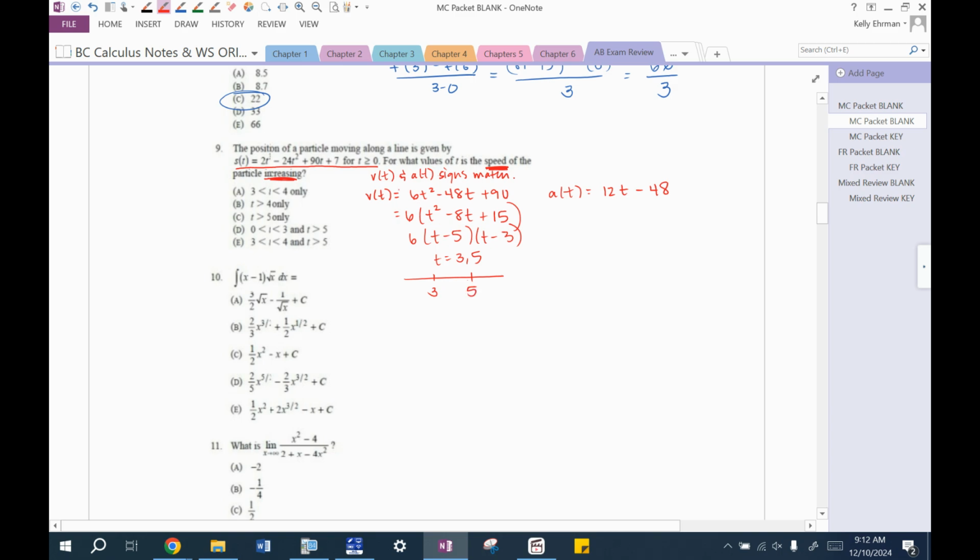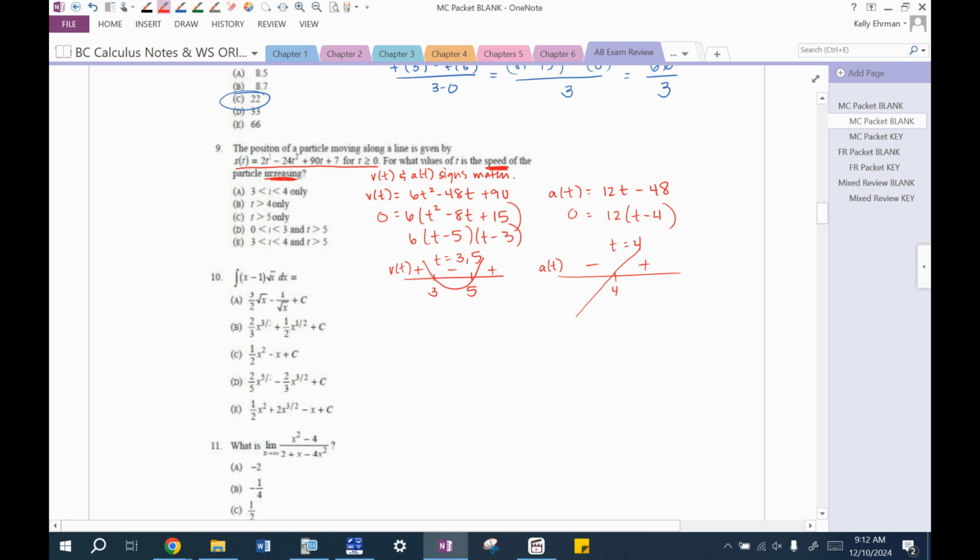v of t is a positive t squared graph, so it looks like this. So it's plus, minus, plus. And then what's happening with a of t? So set this equal to 0. I can factor 12 out. I guess I could just solve, couldn't I? But whatever, this works too. So t equals 4. So the a of t graph is just linear with a positive slope, so it looks something like that. So it's minus and then plus.